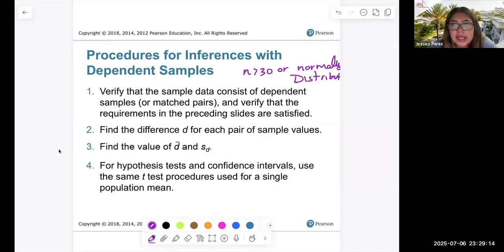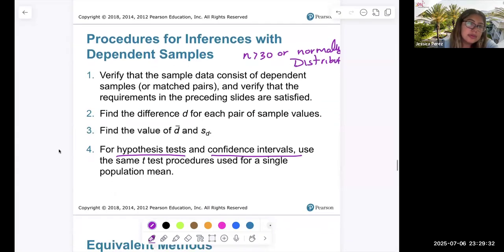For hypothesis tests and confidence intervals, we're going to use the same t-test procedure as for a single population mean. So we are going to be using the same hypothesis test and confidence intervals.